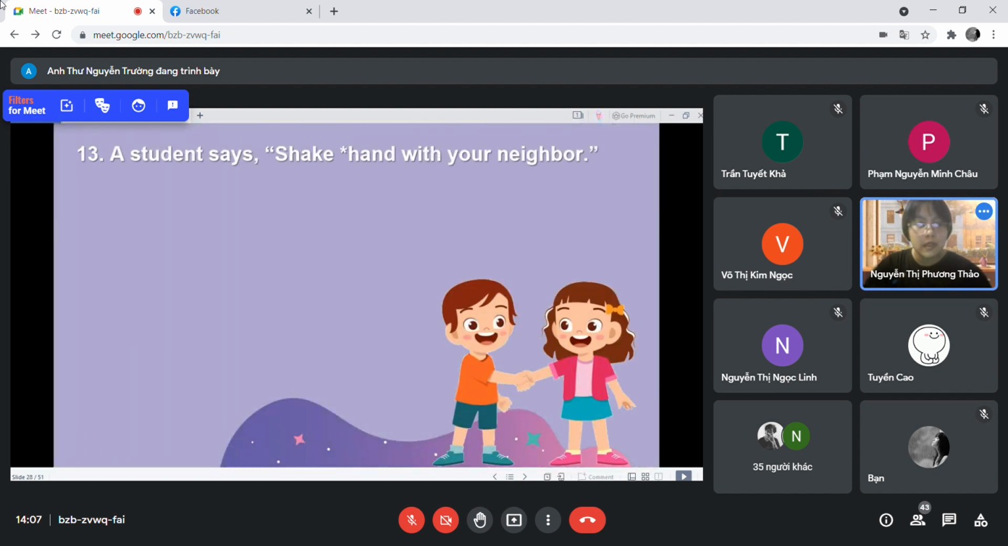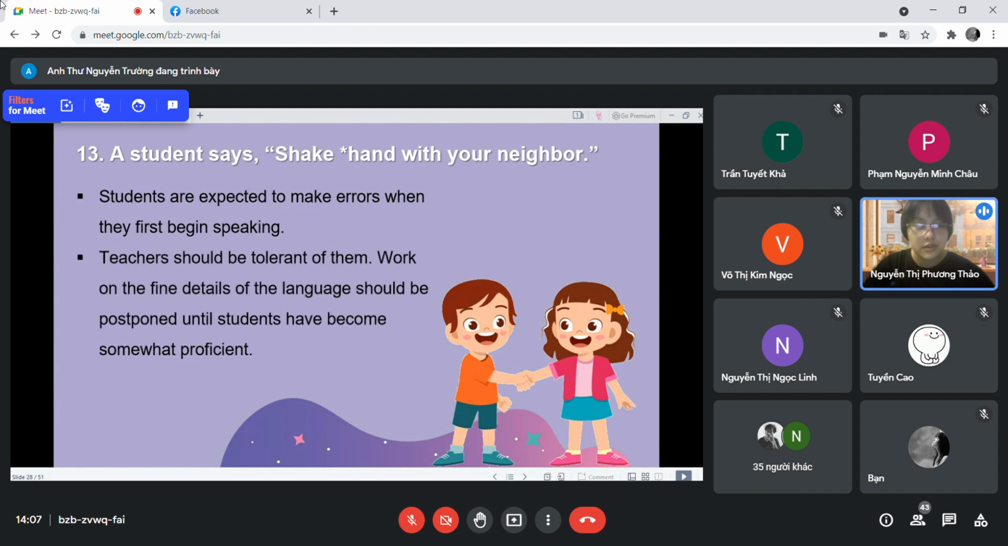And the last observation is a student saying, shake hands with your neighbor. About the principle, students are expected to make errors when they first begin speaking. As you know, the term error reflects a gap in learner knowledge. They occur because the learner does not know what is correct.